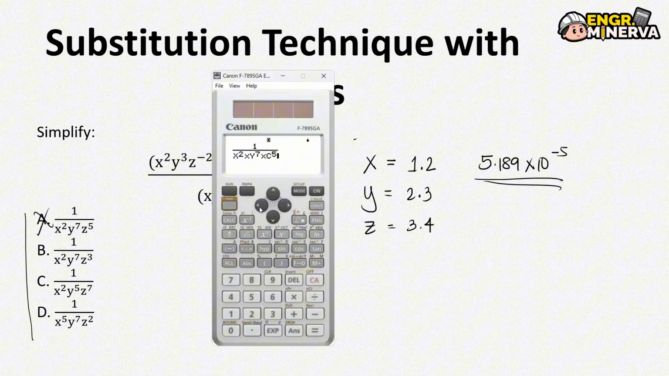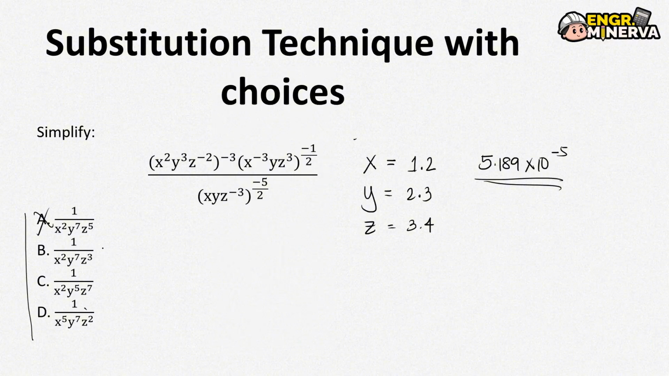So what we need to do is just change the values of the exponent for B. That is x squared, y raised to 7, and c raised to 3. Then you press calc, equals, equals, equals. Since letter B has the same value after pressing calc as our given, which is 5.189 times 10 raised to negative 5, letter B is the correct answer. That is how we solve using the substitution technique. So let's try other problems.